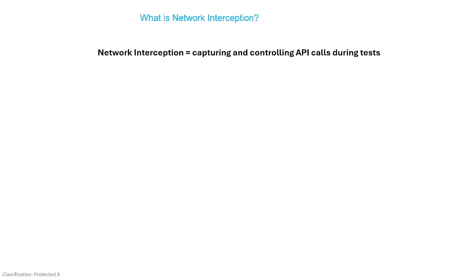What is network interception? Network interception equals capturing and controlling API calls during the tests. You can modify requests, mock responses, block calls, and simulate errors.